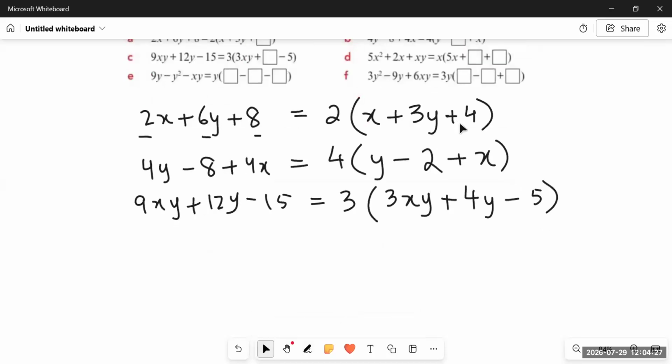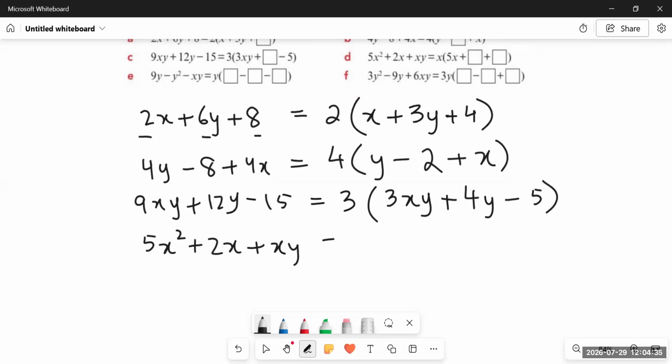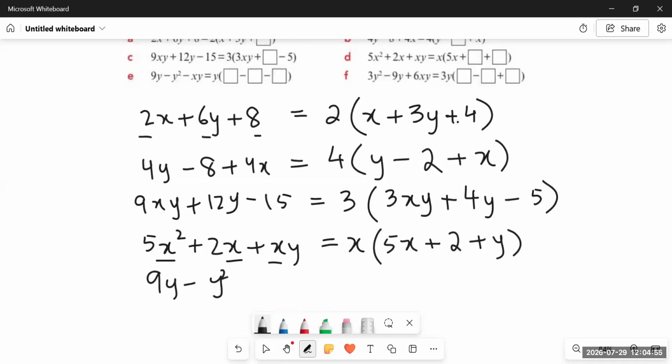And then part D, we have 5x square plus 2x plus xy. Now, no coefficient is common, 5, 2, and 1. But in variables, we have x square, x, and x. So we have x in common. We will take x common outside, and then we'll open up the bracket. So we are left with 5x plus 2 plus y. And that's the answer.